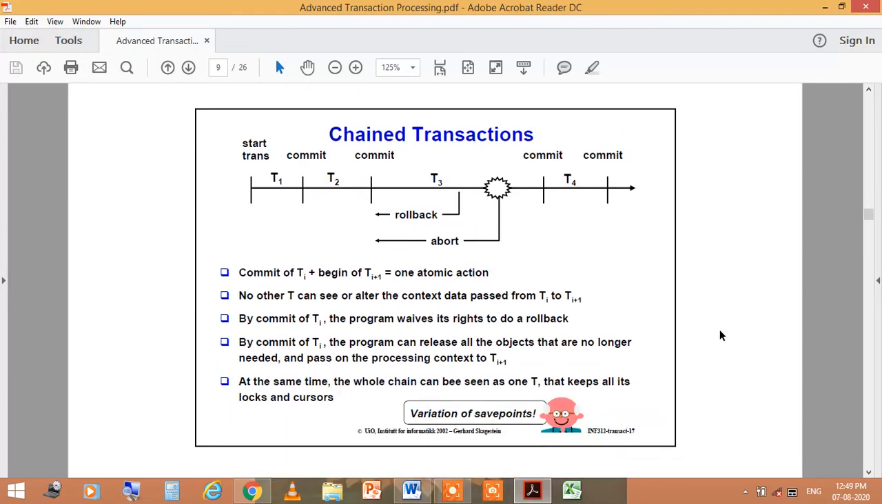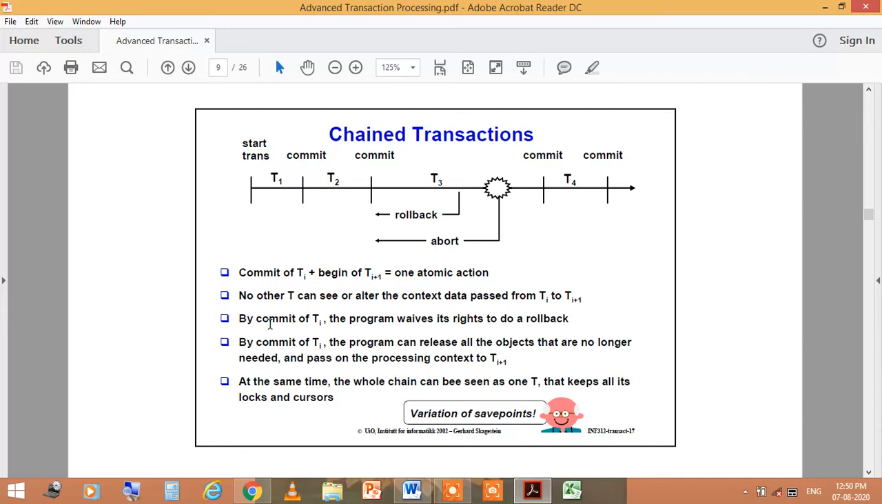Now come to the chained transactions. What are these chained transactions? This diagram shows start transaction and commit, and there are various phases. In this, you see rollback here, and abort here. The commit of Ti plus begin of Ti plus 1 equals one atomic action, right? So no other transaction can see or alter the context data passed from Ti to Ti plus 1.